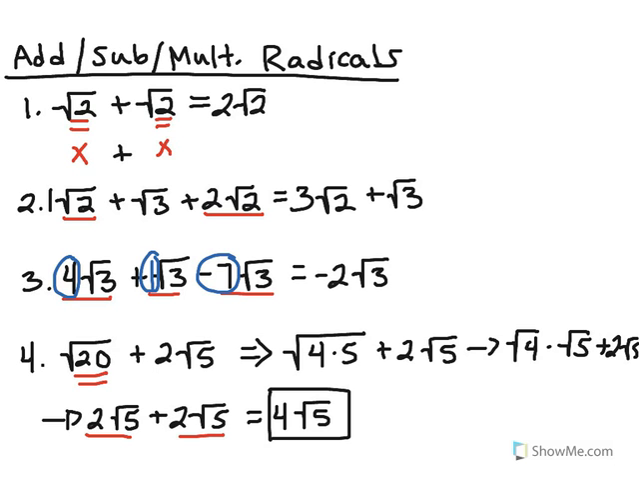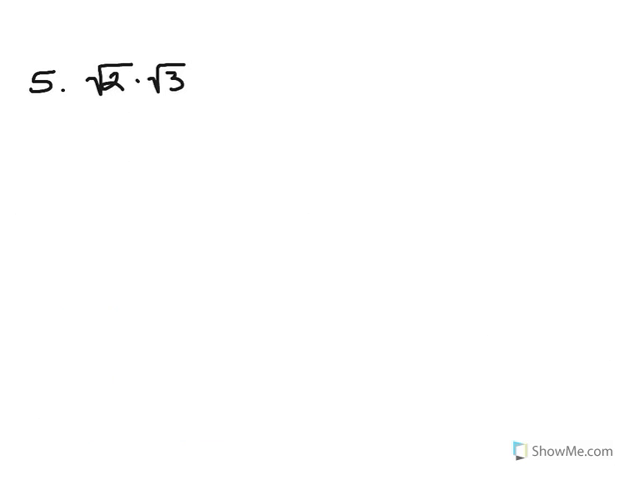So that's about as much as we need to know about adding and subtracting. Let's move on to multiplying radicals. Multiplying radicals is very, very simple. All we do is multiply whatever is underneath the radicals together. So the square root of 2 times the square root of 3 is going to be the square root of 2 times 3, which is the square root of 6. And that's all there is to that.